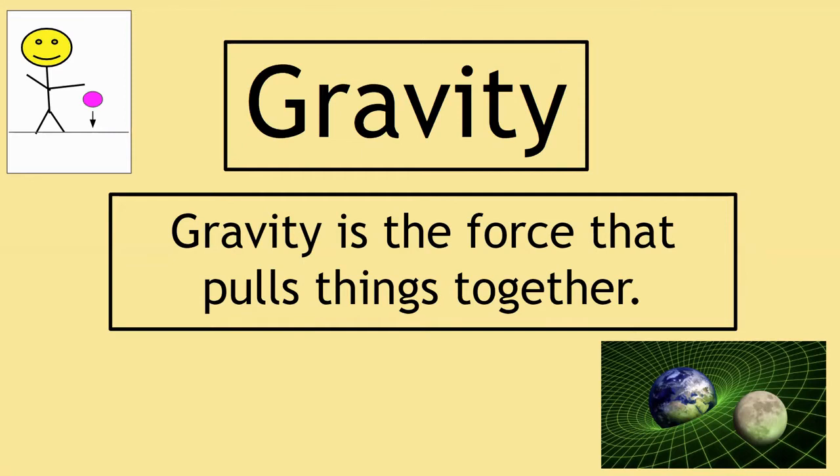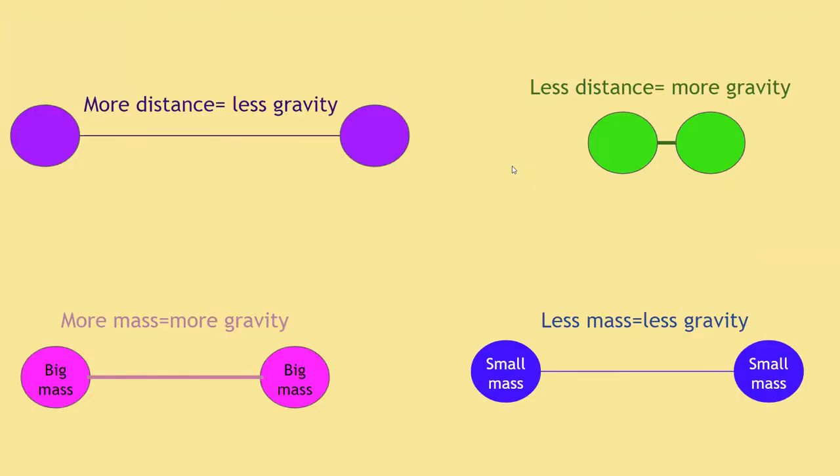Gravity is the force that pulls things together. There are a few factors that affect the amount of gravity. Here we see how distance and mass affect gravity.